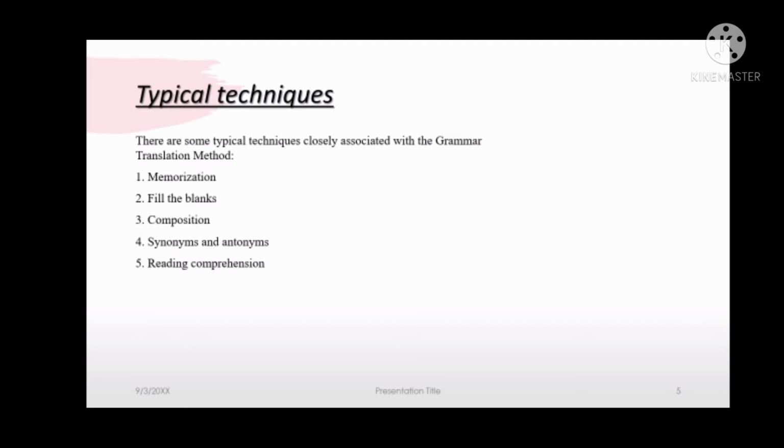Next are typical techniques. There are some typical techniques closely associated with the grammar translation method. The first one is memorization. In memorization, students are given a list of target language vocabulary words and their native language equivalents and are asked to memorize them. And the second one is fill in the blanks.